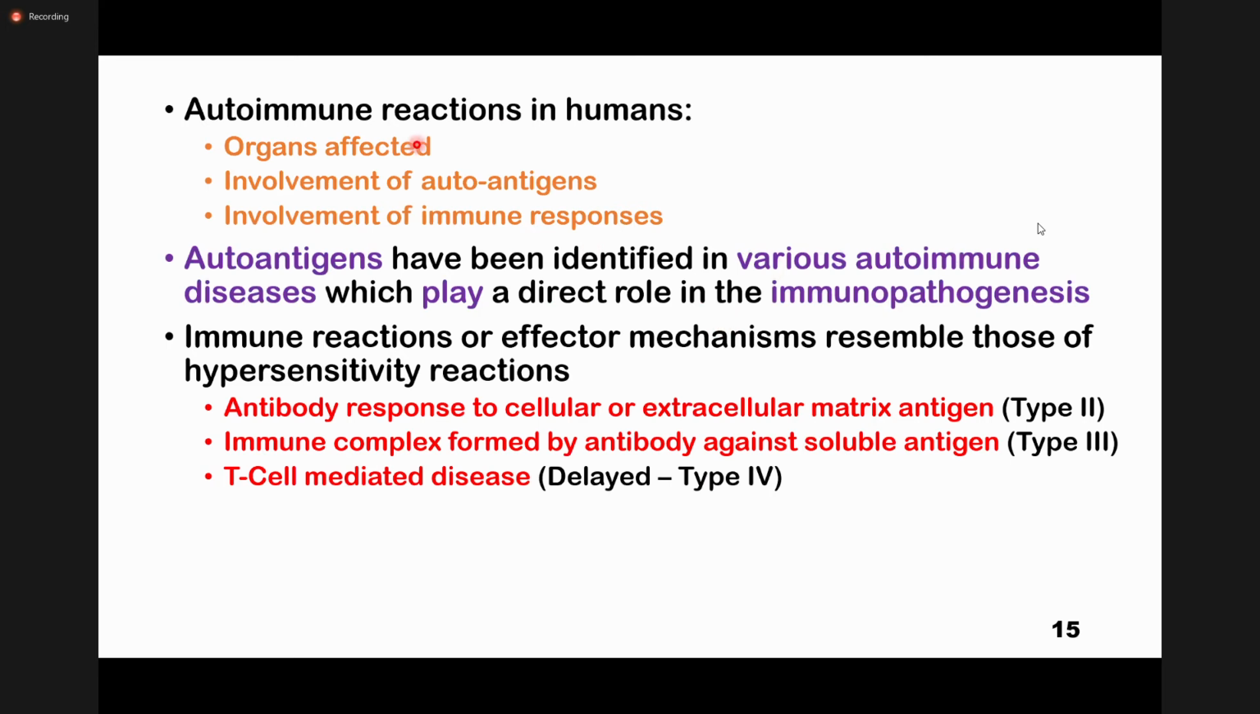Involvement of autoantigens, involvement of immune responses, and in terms of immune reactions or the effector mechanism, it's very similar to the hypersensitivity reactions, especially type 2, 3, and 4. The presence of type 1 is not yet known, but basically only type 2, 3, and 4 are involved in the immune reactions.